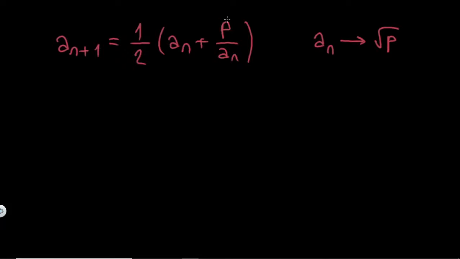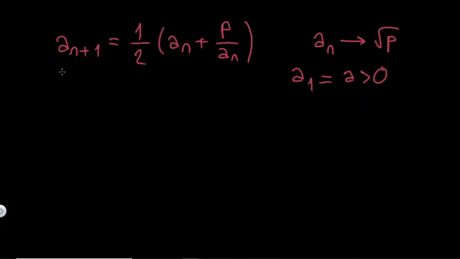For example, if you put p equal to 2, you can actually pick any a_1 value. You can pick anything, but it should be positive. So you can say a_1 is equal to a, it's positive, and then it will quickly converge to the square root of p. So let's see how we can do it.